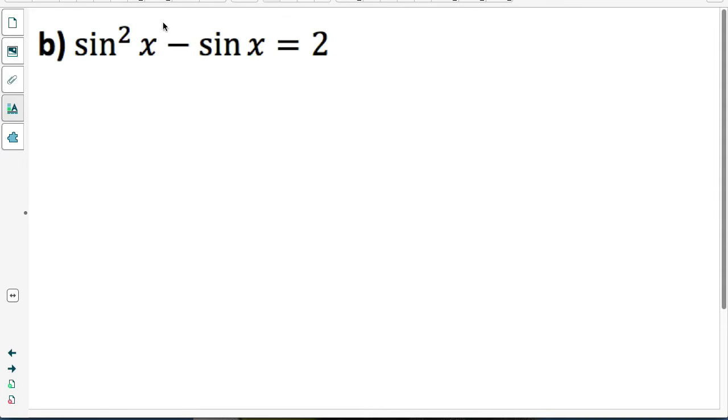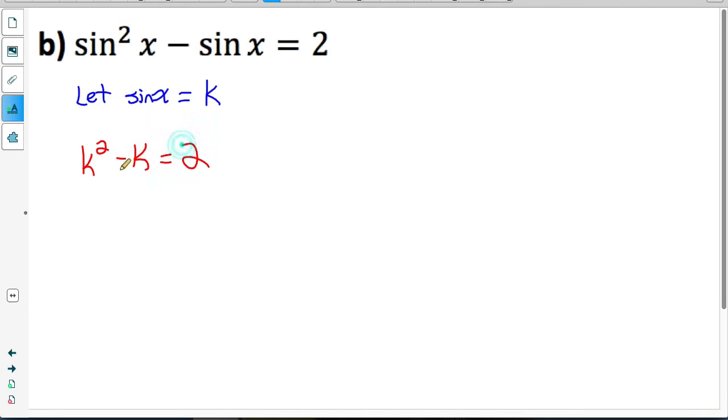Part B, sine squared x minus sine x equals 2. So for this one, it's not in factored form. So this one's going to be a little more challenging than the first one we worked on. Often for these equations, I find it useful to use a let statement to replace the trig function with a single variable, so it's obvious that we have a quadratic. So we could say let sine of x equal, and then pick any variable, let's say k. If I do that, then my new equation says k squared minus k equals 2.